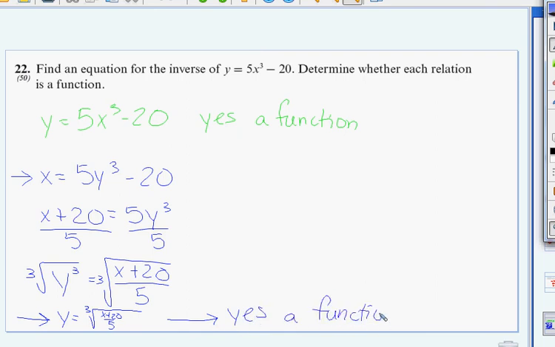Now, thankfully, on this one, we don't have to figure out what the domain and range are, but we could do that if we had to. All right, that is all.